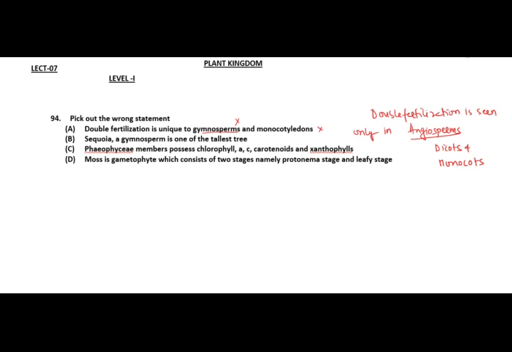Sequoia, a gymnosperm, is one of the tallest trees. Yes, this is right. And Phaeophyceae members possess chlorophyll A, C, carotenoids and xanthophylls. Yes, this is also a right statement. So moss is a gametophyte which consists of two stages, namely protonema stage and leafy stage. Yes, this is also right. So the wrong statement is option A. So the right option is A.